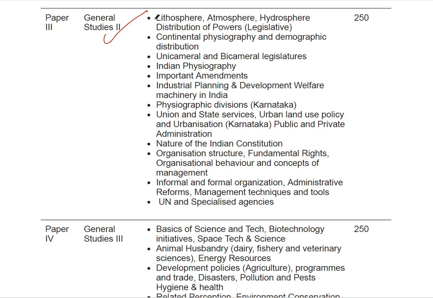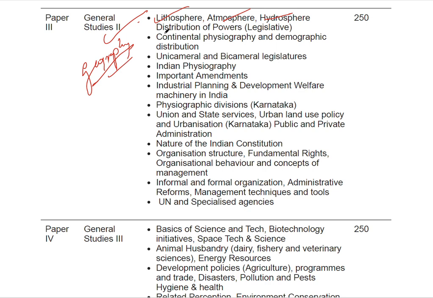This is a very interesting part: lithosphere, atmosphere, hydrosphere. This is nothing but the basics of your geography. How Earth is formed, morphology of Earth, exterior, interiors of rocks. All those things come under this.